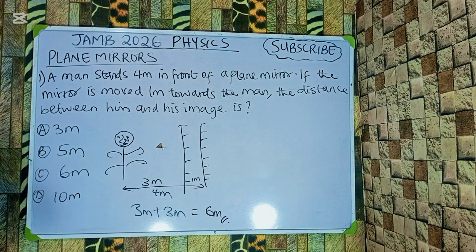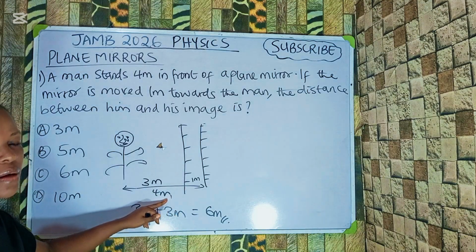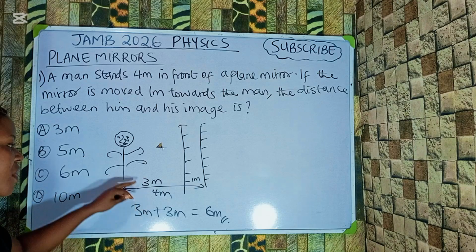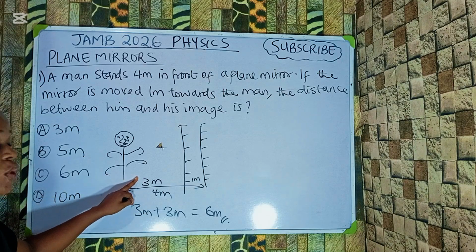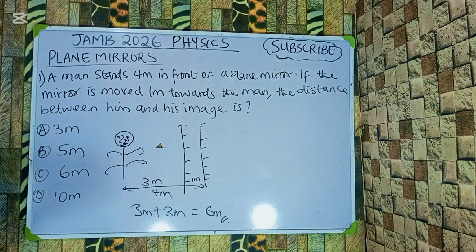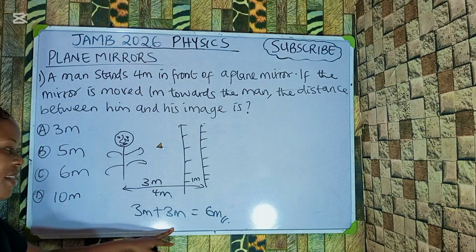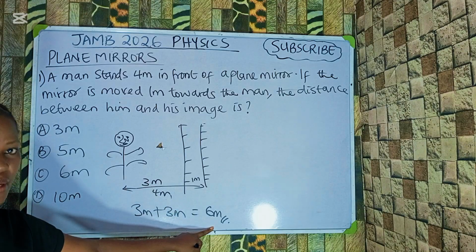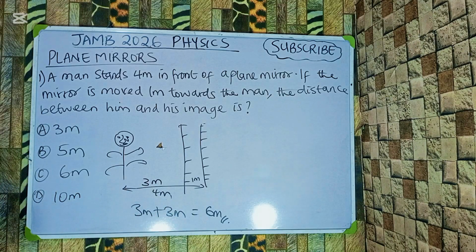So when you see a question like this and they say the mirror is brought 1 meter towards the man, that means I have to reduce 1 meter from the initial distance given, which is now going to be 3 meters. The object distance is the same as the image distance, so you just add them together. From the mirror, the image distance is 3 meters, and by the time you add the object distance, which is 3 meters, it gives us 6 meters. Are we clear? So from what we've done so far, the correct option to this question is option C.